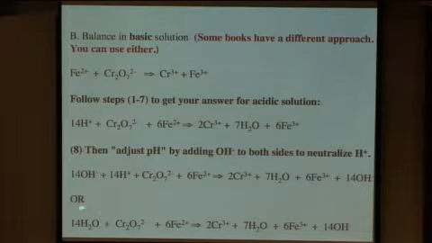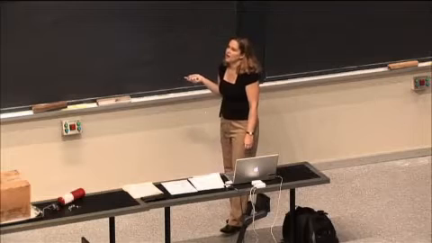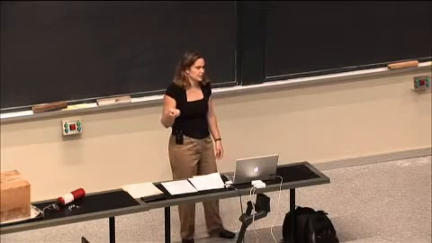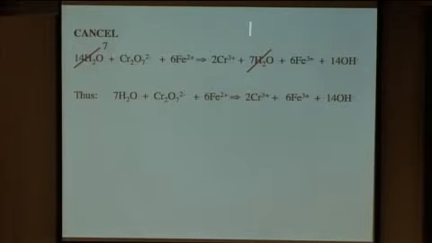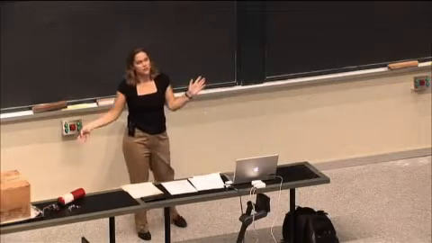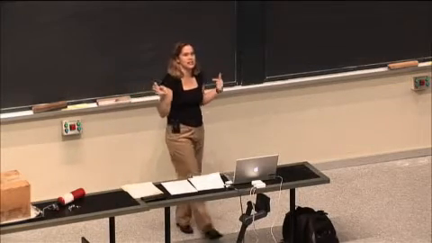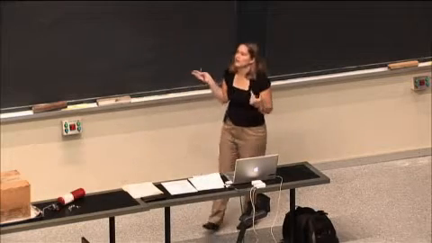So we have now 14 waters over here, and we have still our 7 waters on this side, and then the 14 hydroxides on this side. And now we should be able to cancel out some of those waters. So we had 14 over here, 7 over here, so we can just have 7 on this side. And now we have an equation that looks like it's in basic solution. So instead of having H+, which you would have in acid, you have hydroxide for basic solution. So you can follow the same rules. Again, some books do it differently. I think this is the simplest way to do it, the least likely to make those kind of adding and subtracting errors.